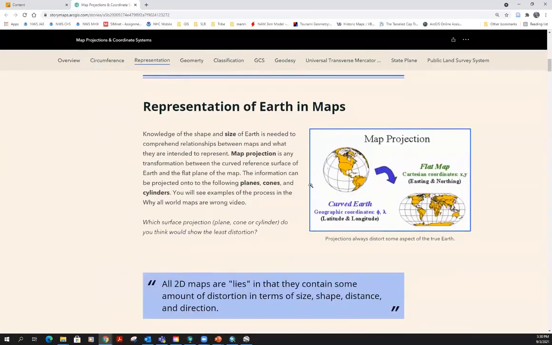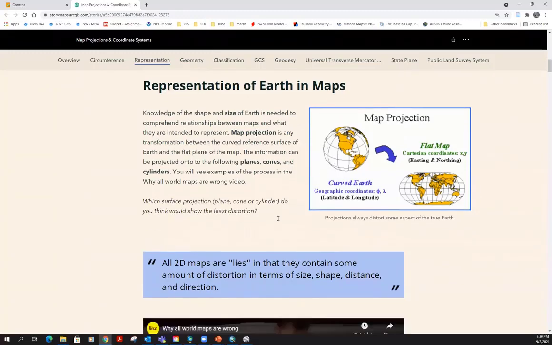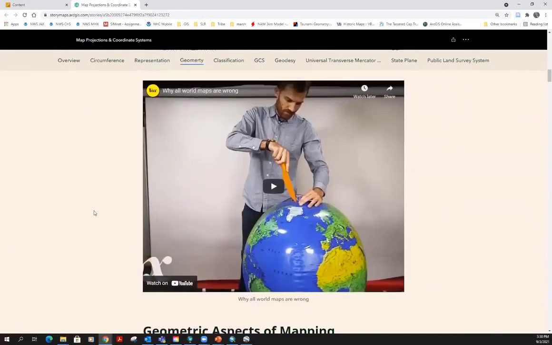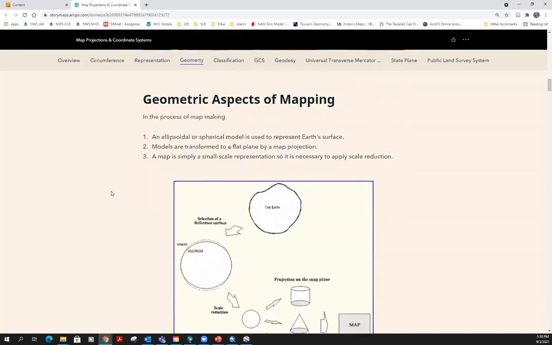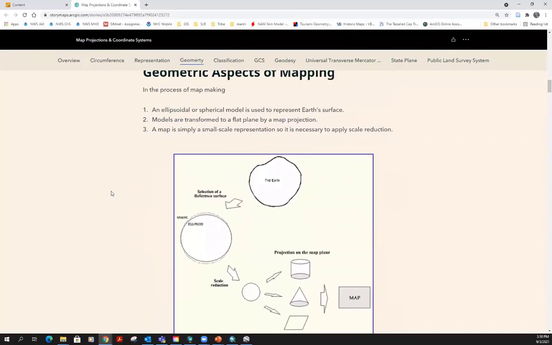Next is representing Earth on maps. This process we call projection, projecting from a sphere to a surface or flat map. We really have 3 types of flat maps we can use, called developable surfaces: planes, cones, and cylinders. So here's a video that I'd like you to watch. It illustrates why all maps essentially are wrong and have some degree of distortion or error.